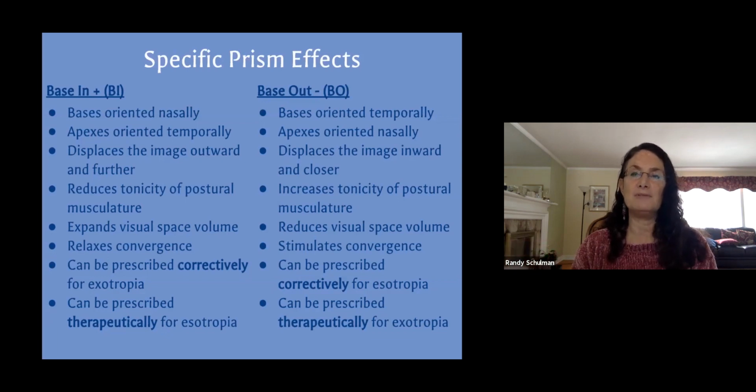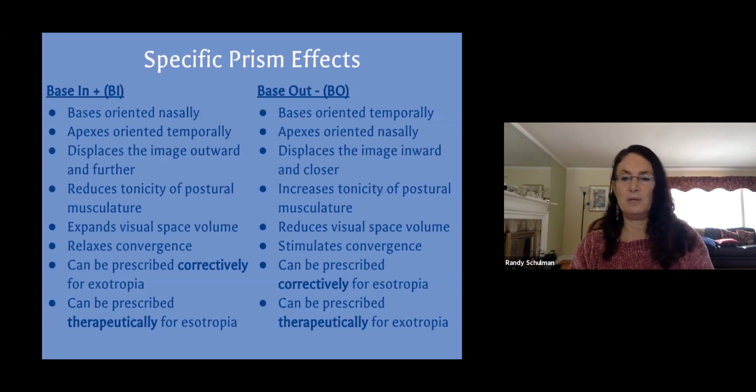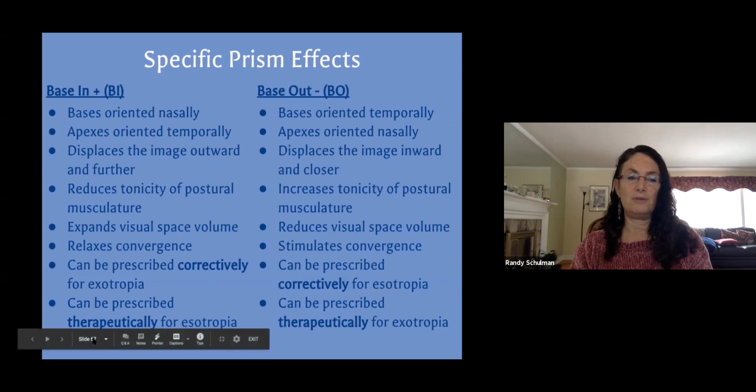Base out has the opposite effect, more of a minus lens type effect. So that's going to have the apices oriented nasally. It's going to increase the tonicity, reduce the space volume, stimulate convergence. Obviously, we use it correctively for esotropia, but it can be prescribed therapeutically for exotropia.